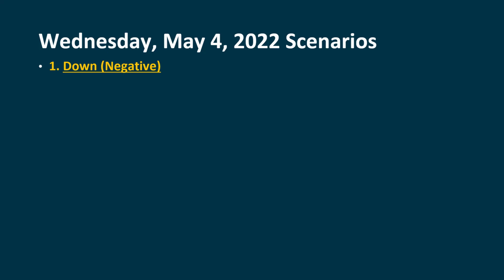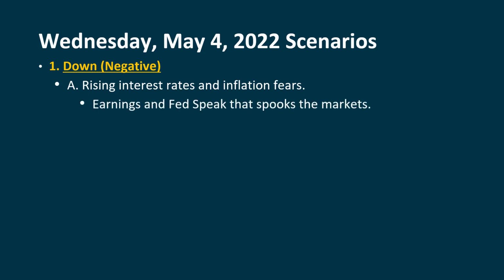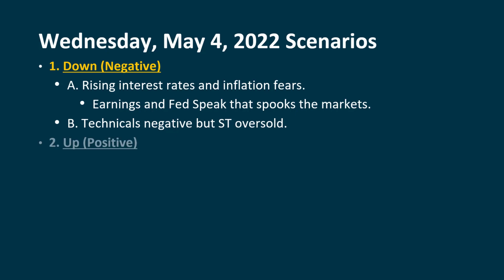So our scenarios, down, which is where we're at right now. We're just bouncing right now. Rising interest rates and inflation fears can keep the market going down. Earnings, any kind of Fed speak that the markets don't like. The technicals, they are negative, but short term and even a little bit intermediate term oversold, so we're bouncing a little bit from that. What can make things go up?